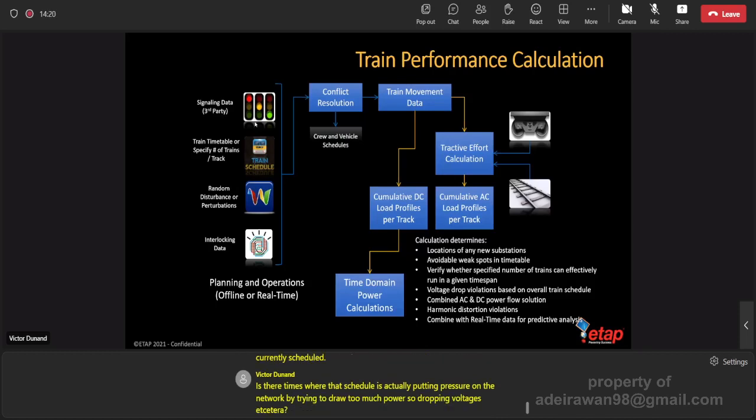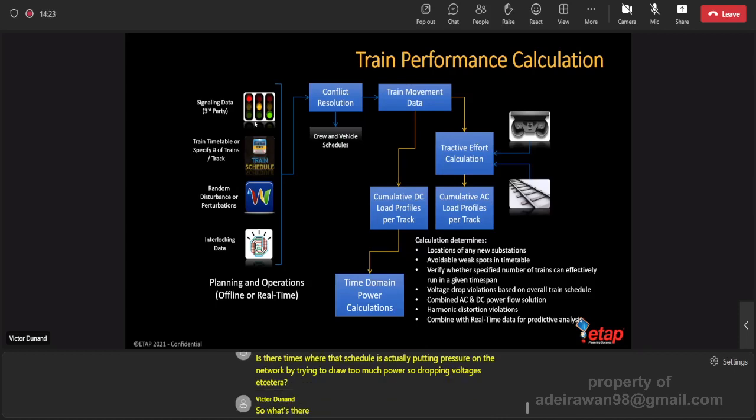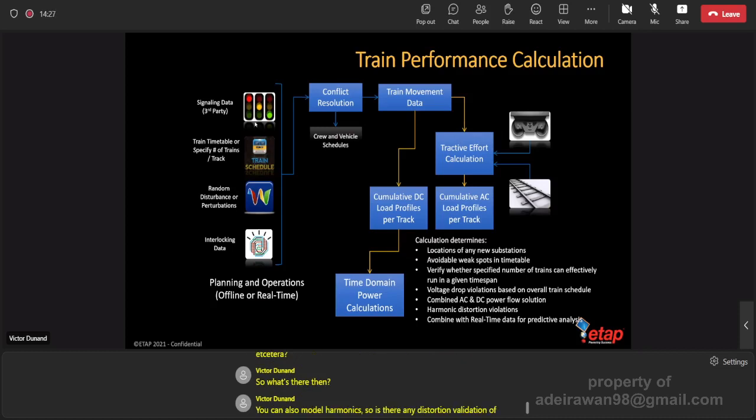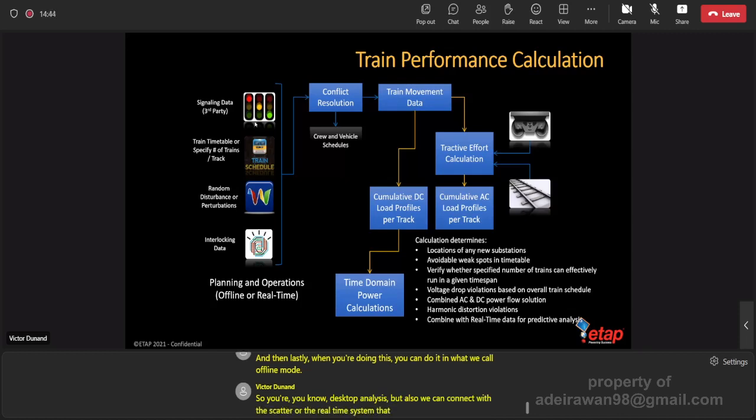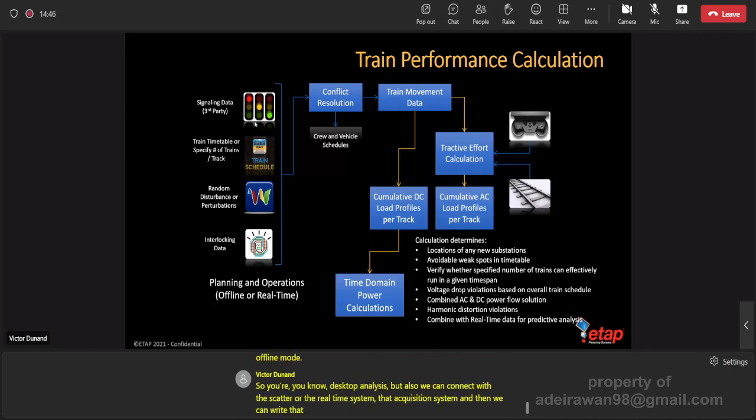Then you can also model harmonics. So is there any distortion, and validation of what the grid may impose or what your own standard may be? And then lastly, when you're doing this, you can do it in what we call offline mode, so your desktop analysis, but also we can connect with the SCADA or the real-time system, that acquisition system, and then we can run that in real time as well.